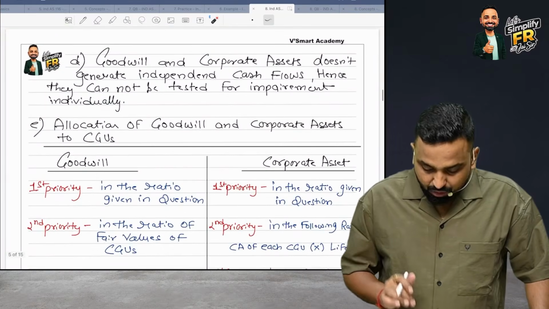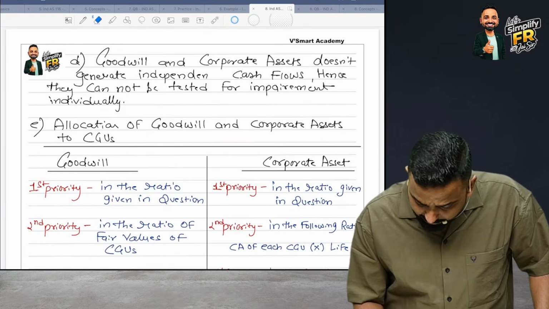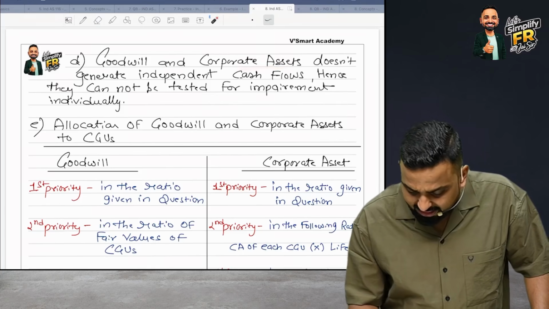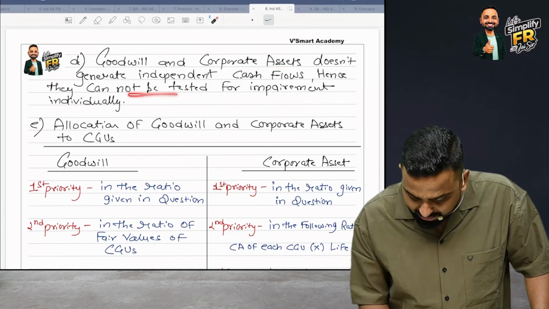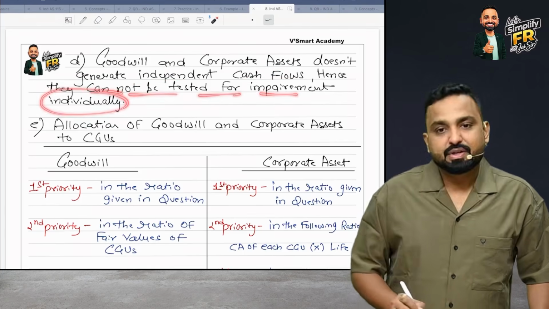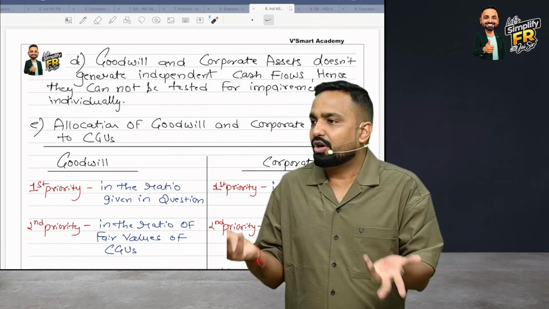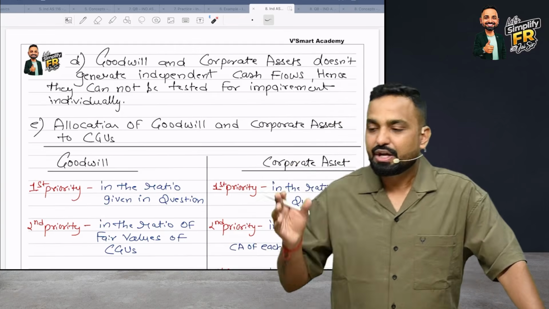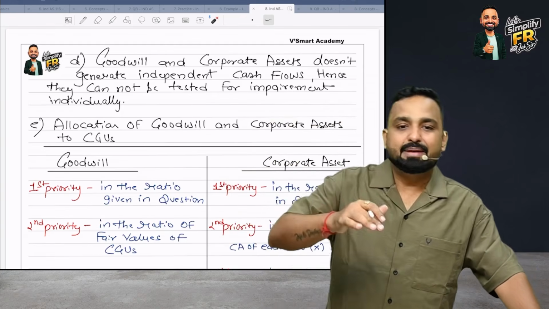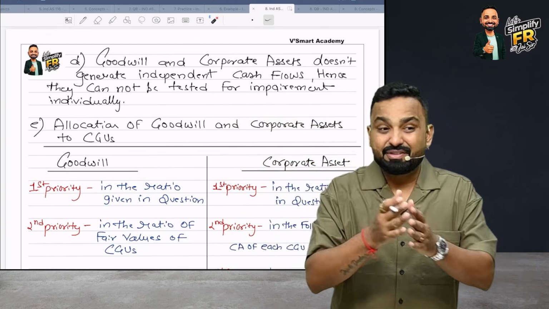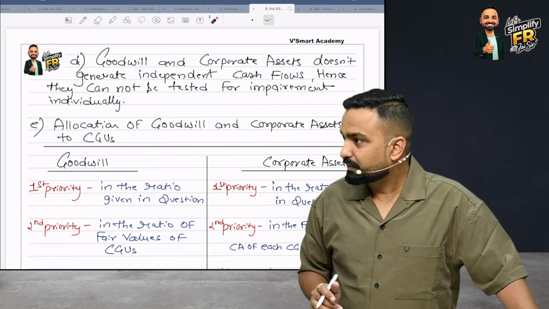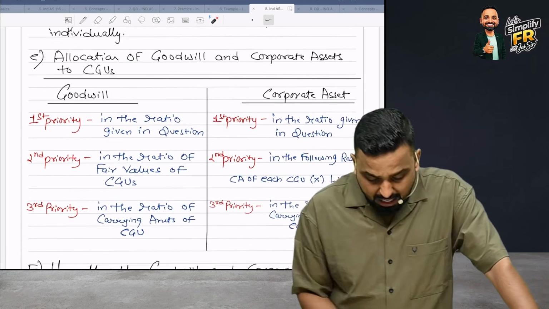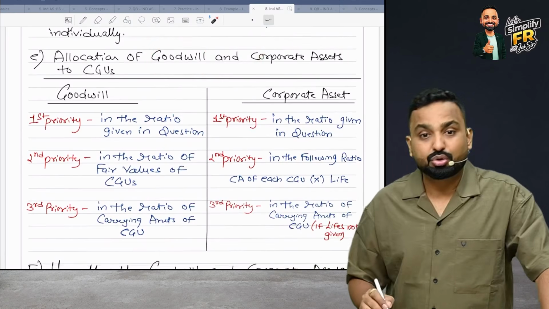Okay. Now, if goodwill or corporate assets cannot generate independent cash flows, they cannot be tested for impairment individually. Hence, we are not impairing them individually. We will always allocate them to the CGUs, even multiple CGUs. Okay. Now, how to allocate the goodwill and corporate asset to the multiple CGUs?